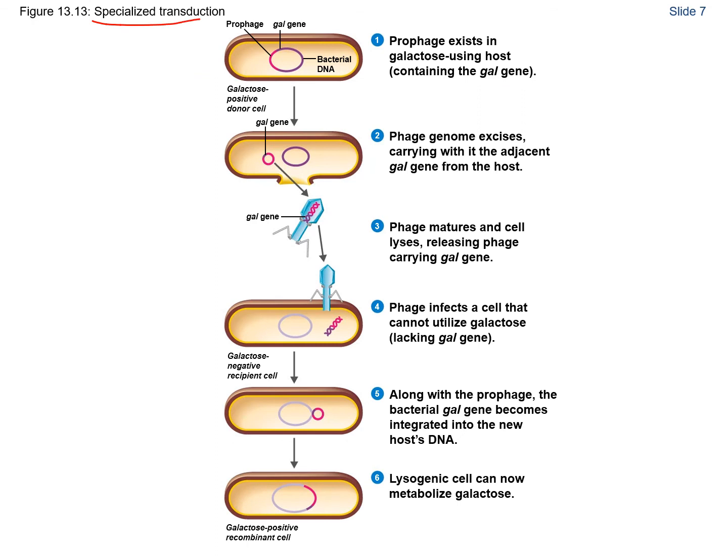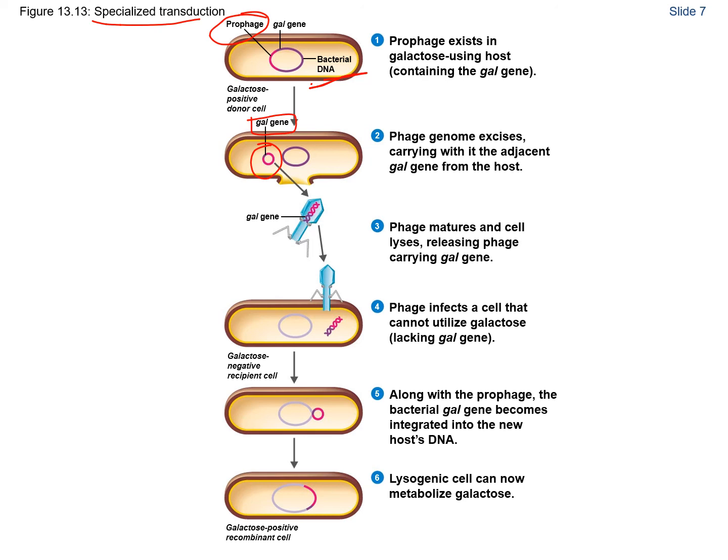Specialized transduction also involves bacterial genes being transmitted from one bacterium to another by a phage, but in this case it involves a prophage. And remember, prophages are formed by lysogenic phages, and a prophage is the phage DNA that has spliced into the host cell's chromosome. And it can stay there until that cell gets a trigger, like a change in temperature, and then that prophage will splice out. But in this case, it takes along a bacterial gene with it.